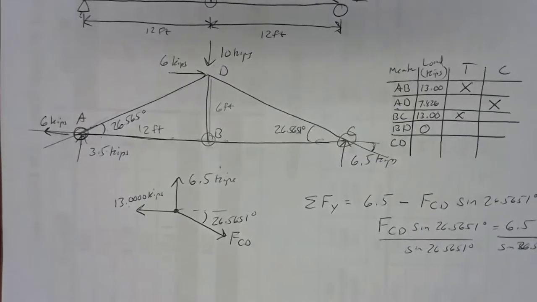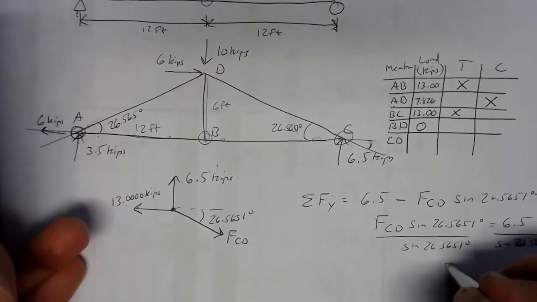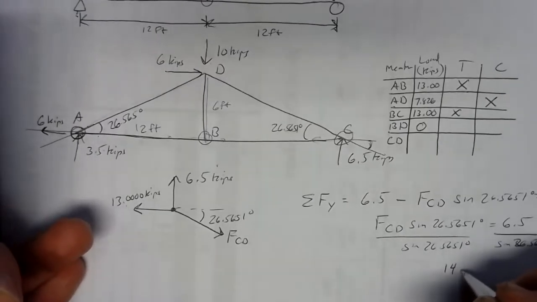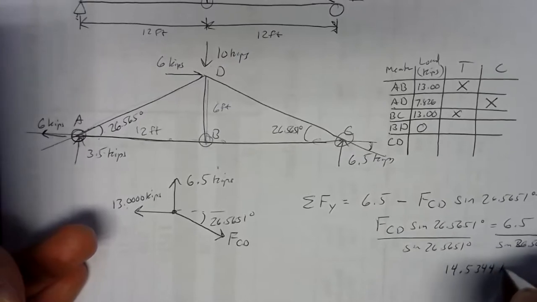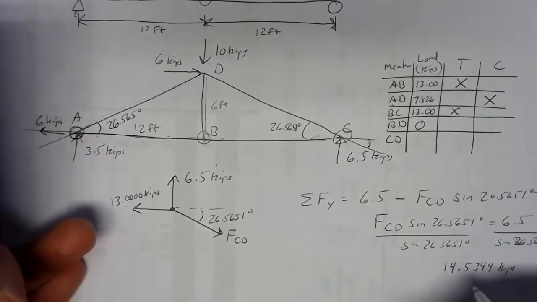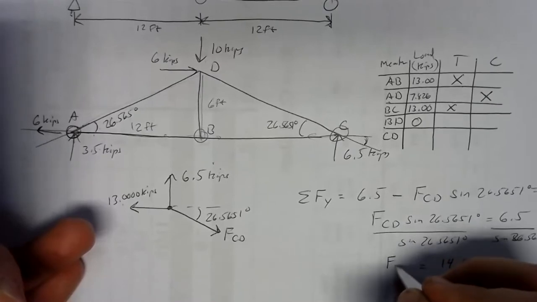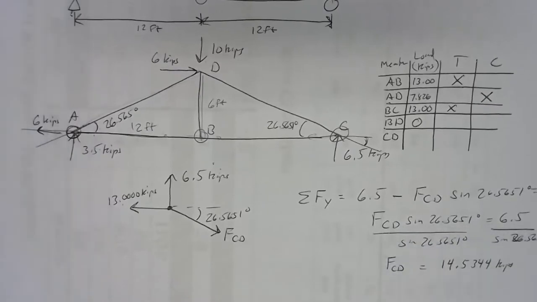And what do we get here? So we've got 6.5, we've got the sine of 26.5651. And that gives us 14.5344 kips. So that's what member CD carries.